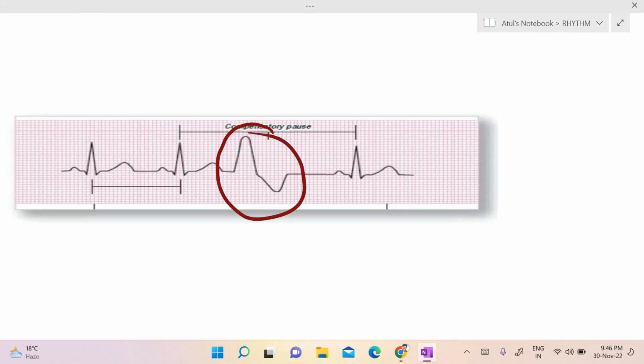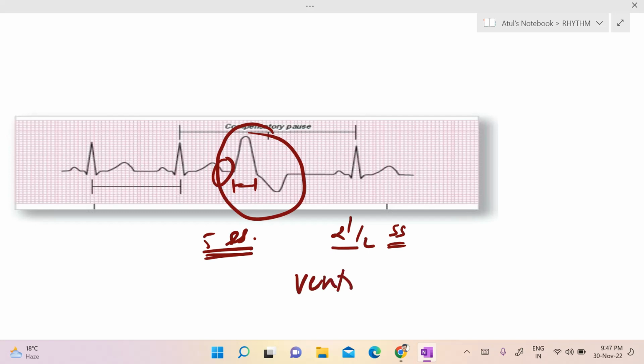Looking at our first ECG, you can see that this complex is abnormal. What's abnormal in this complex? We can see that this complex is broad, around 5 small squares. Generally, a QRS complex is 2.5 small squares, but this is 5 small squares, so it is a broad complex. It is not preceded by any P wave. There is absence of P wave. So this complex seems to originate from the ventricle, either the right or left ventricle. So this is a ventricular complex.